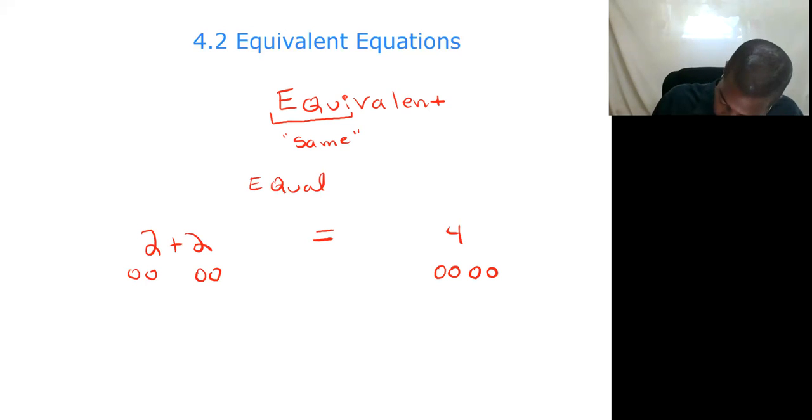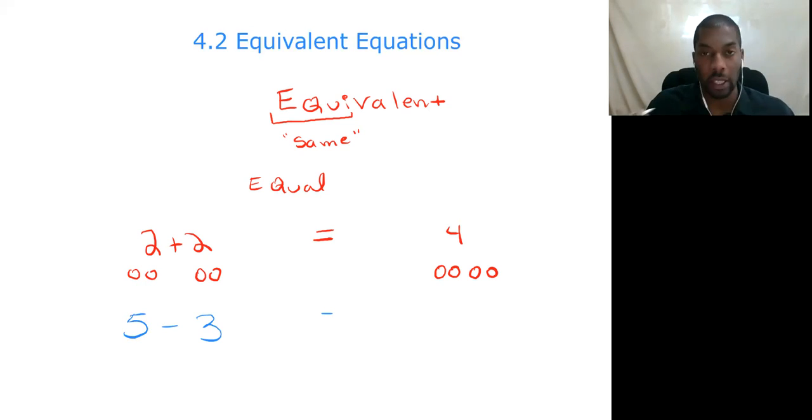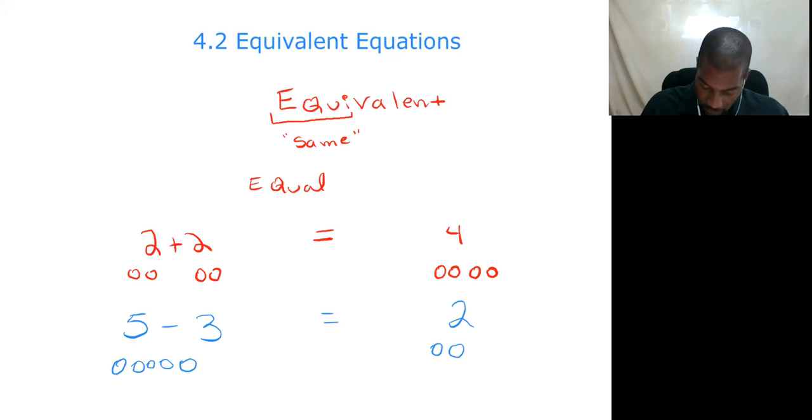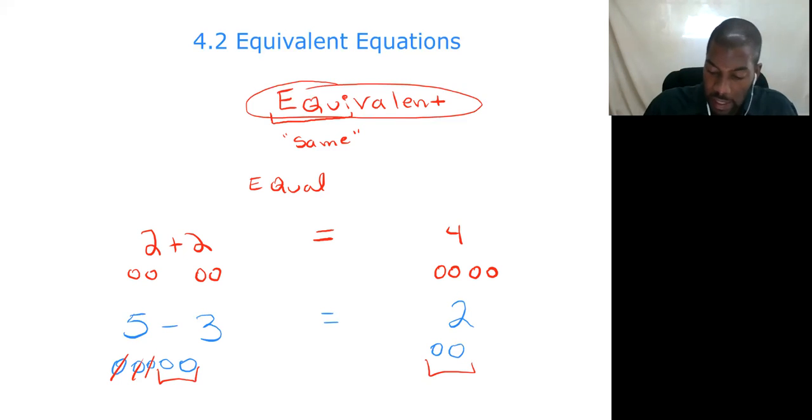Other things that are equal. Let's say 5 minus 3. It is equivalent to, or equal to, the same thing as saying 2. Well, how do we know that? Here were 5 things, and we got rid of 3 of them. 1, 2, 3. We were left with 2. 2 and 2, those are equivalent statements. 5 minus 3 is the same thing as saying 2, or they are equivalent. So today, what we are going to be talking about in variable expressions is equivalent equations.